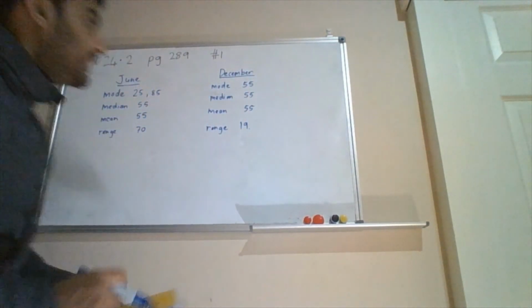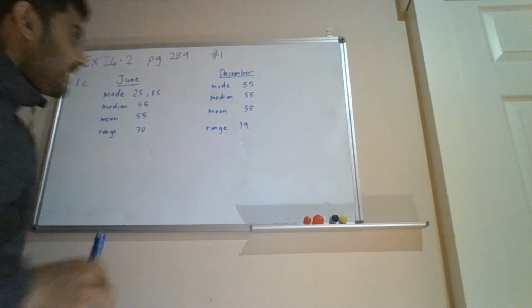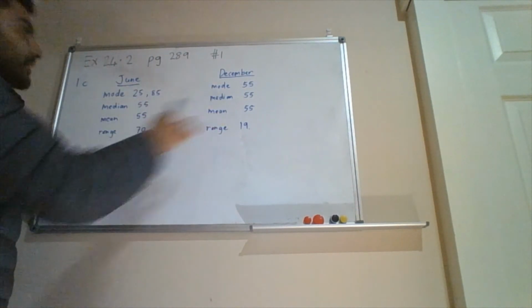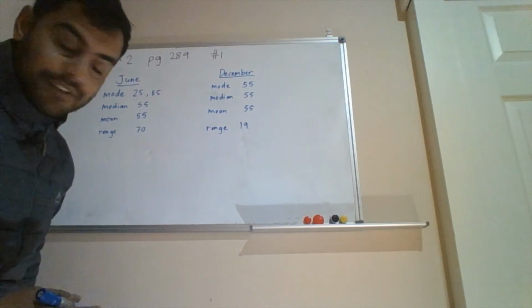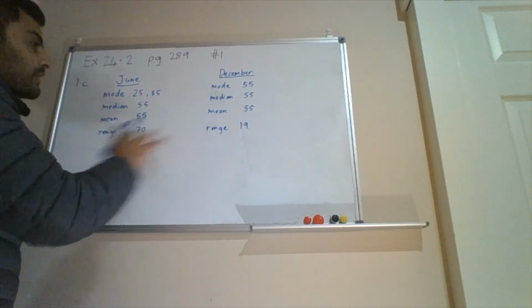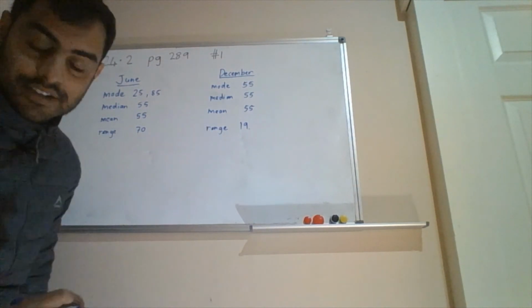So moving on, question 1c asks us, what do we notice? So we compare the statistics we got for June and December, and we can see that the medians are the same at 55, the means are the same at 55, however our ranges differ. June has a much higher range than December.